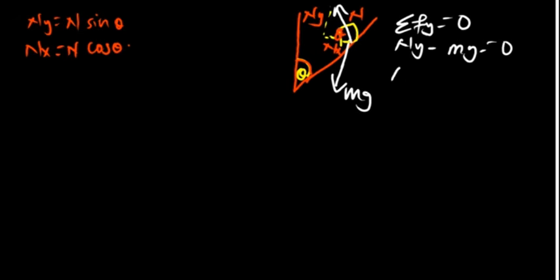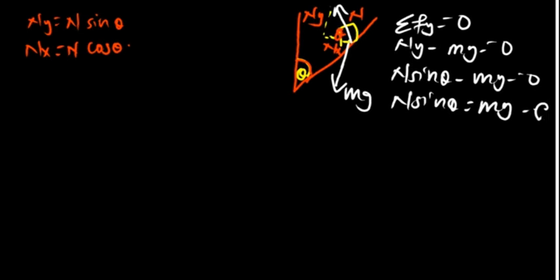So it's going to be n sine theta minus mg is equal to 0. So I can shift mg to the other side. So it's going to be n sine theta is equal to mg. Let's call this equation 1.